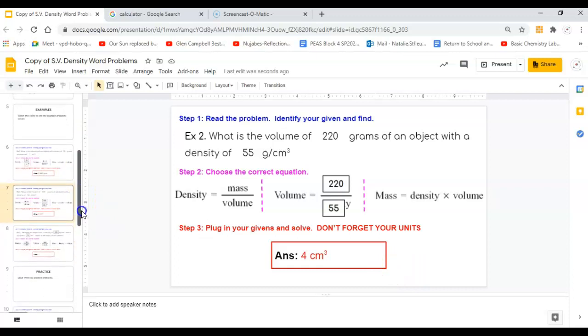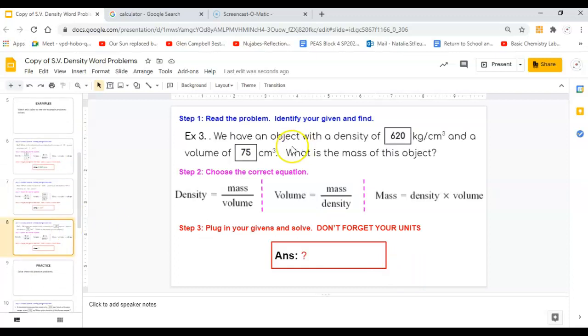All right, last example. We have an object with a density of 620 kilograms per centimeter cube and a volume of 75 centimeter cube. What is the mass of this object? So I've read the problem. Let's figure out what I'm given and what I'm asked to find.